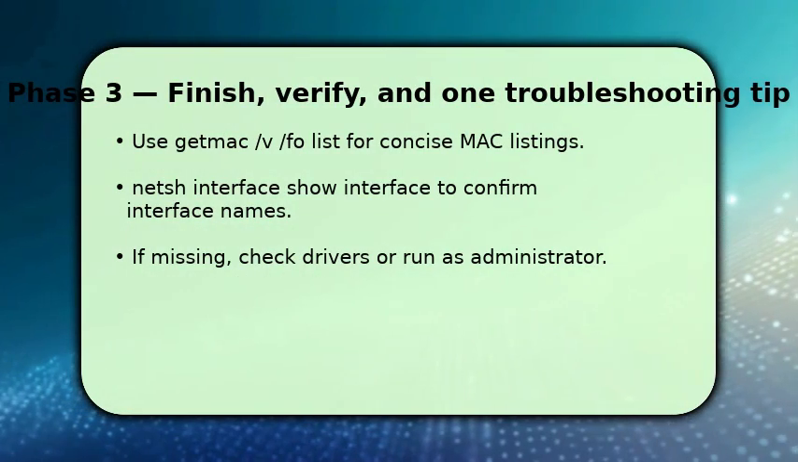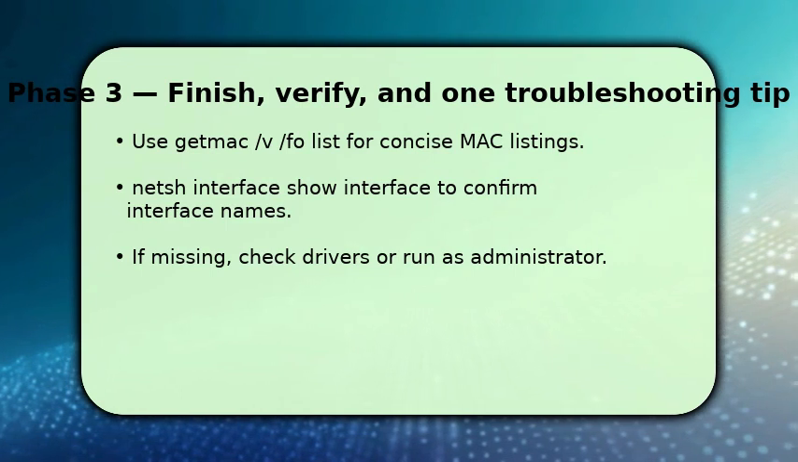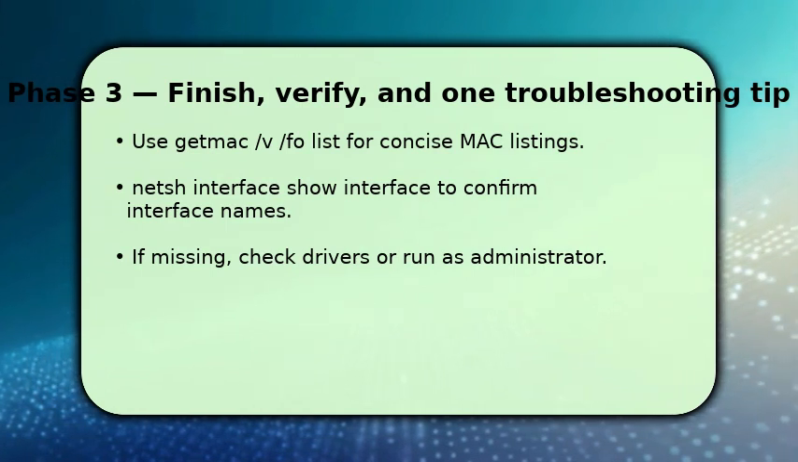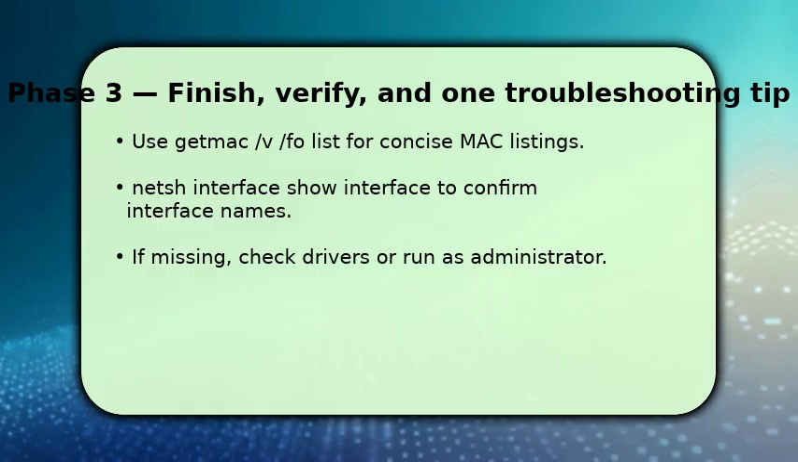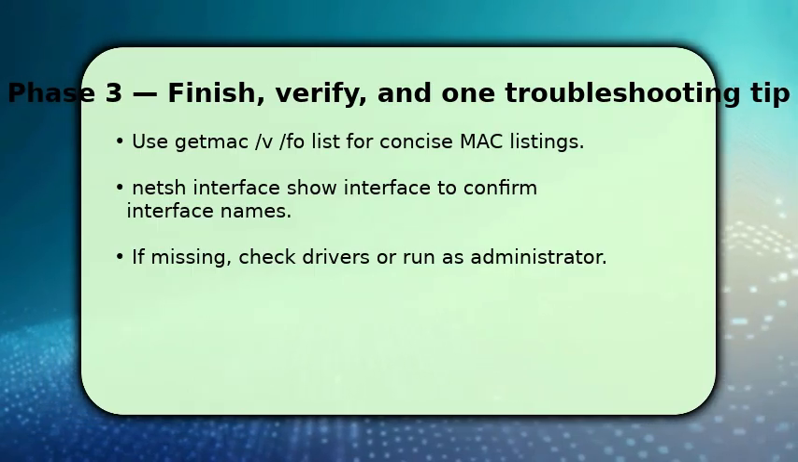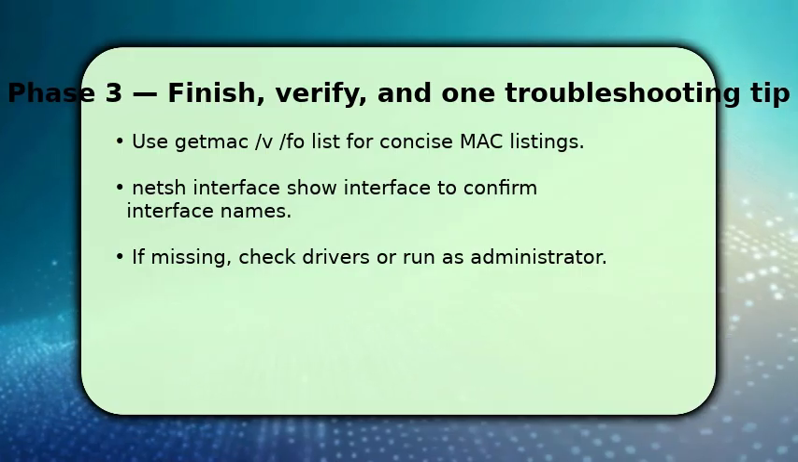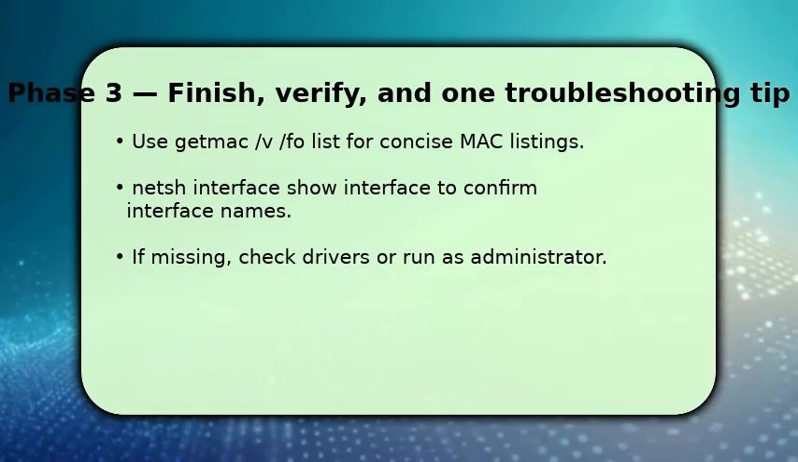Finally, if ipconfig/all feels verbose, run getmac /v /fo list to see MACs per connection, or use netsh interface show interface to correlate names. When finished, verify the MAC you recorded matches the interface you intended.